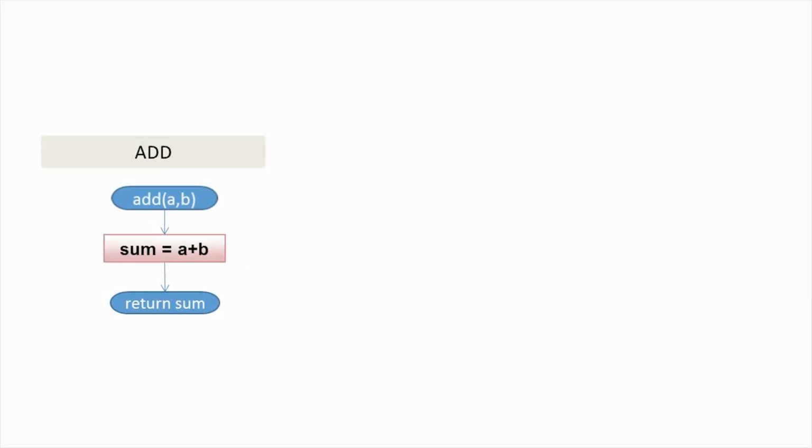Now let us write the function add. First type the function header int add open parenthesis int a, int b close parenthesis. Int is the data type of the return value, that is here the data type of sum. Add is the identifier indicating the name of the function. A and B are variables to hold the values of n1 and n2 respectively. Start the function body with curly brace.